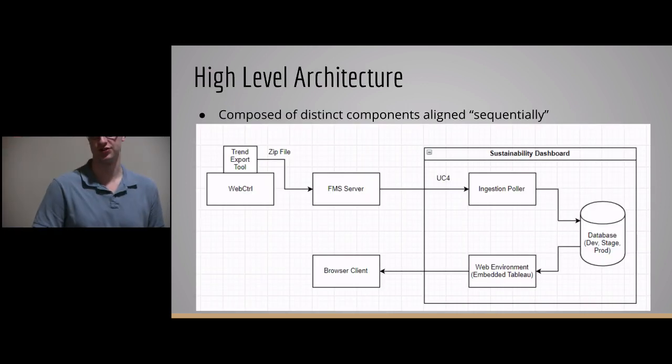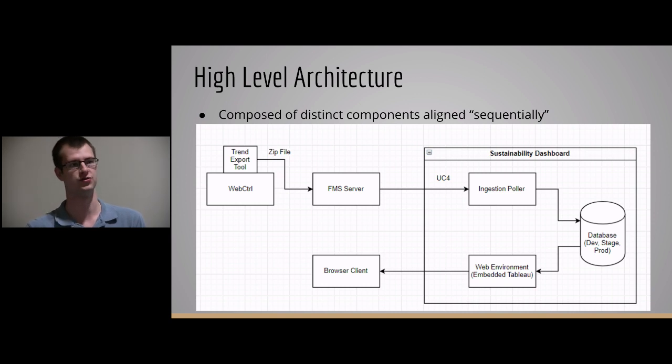So in general, our architecture served to move a bunch of data from WebControl into our database that we would then expose to the public. WebControl would export all of the data on a regular basis to a zip file, which is then moved onto an FMS server, which is then moved onto our server, which is regularly pulling and moving stuff into our database. From the actual database that we're using, it would then be accessible via Tableau, a visualization software, and then that would be embedded within a web browser client when that was actually set to be finished.